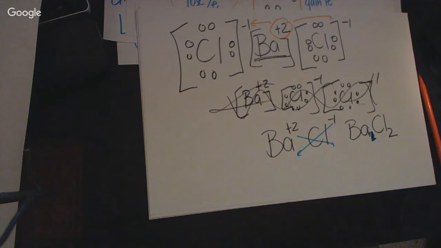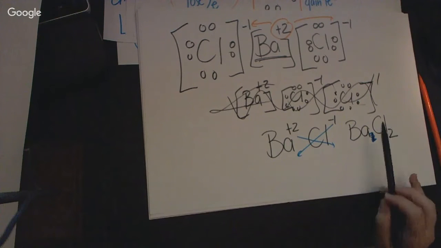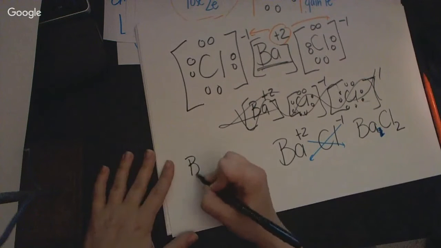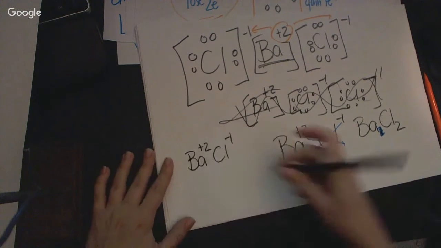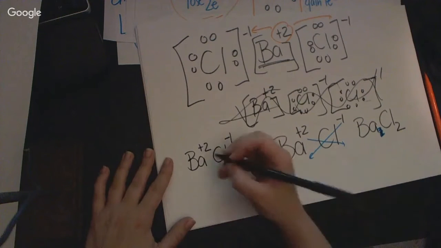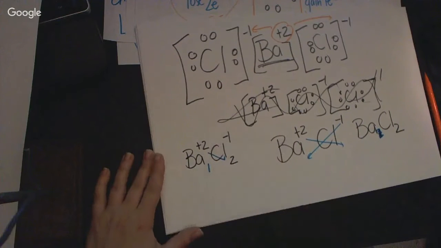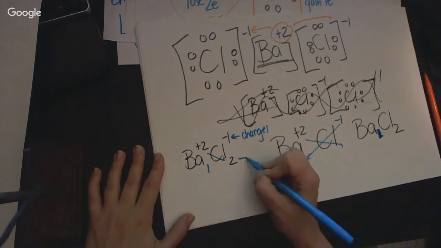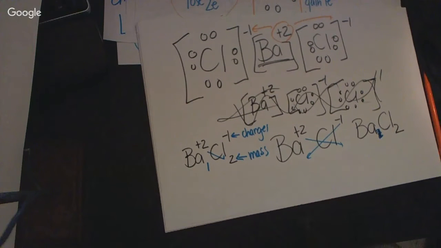And what this would mean is that you need 2 chlorines to satisfy the valence of 1 barium. Now, when you crisscross, what you are doing inadvertently without realizing it is you are balancing the charges by balancing the mass, and you are conserving both mass and charge by doing this.